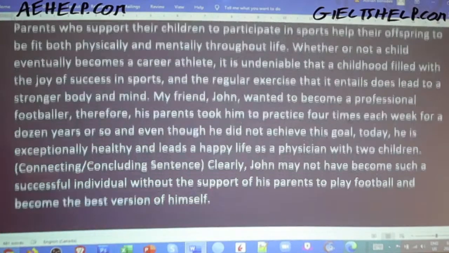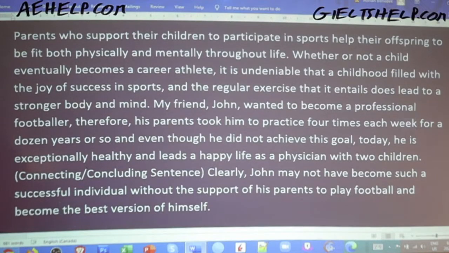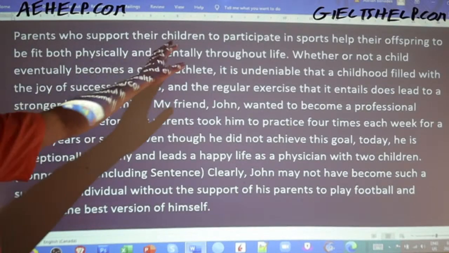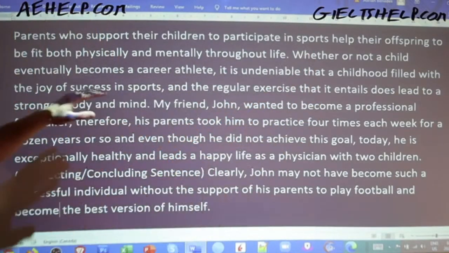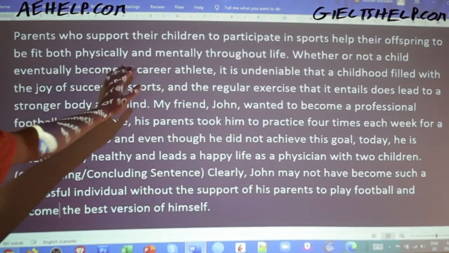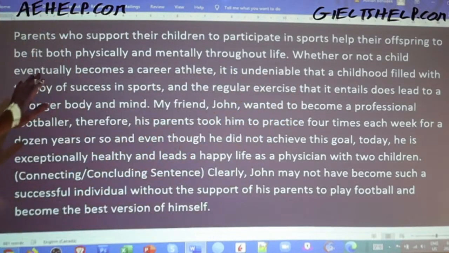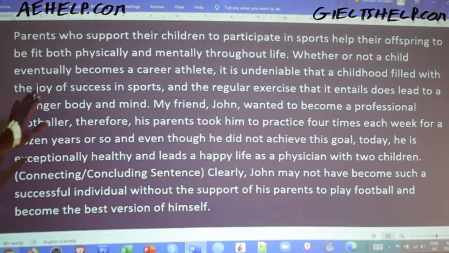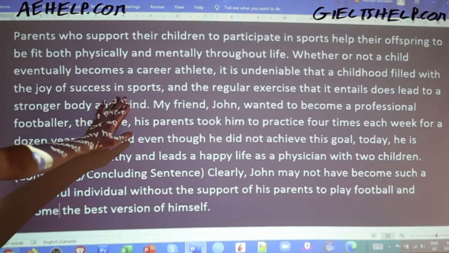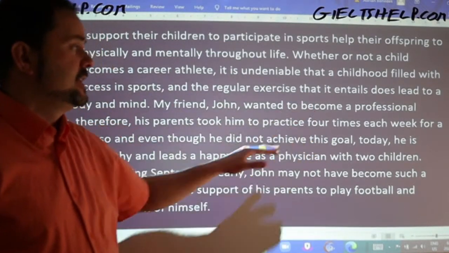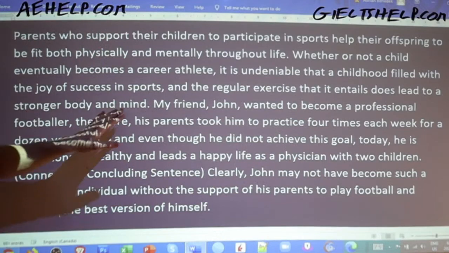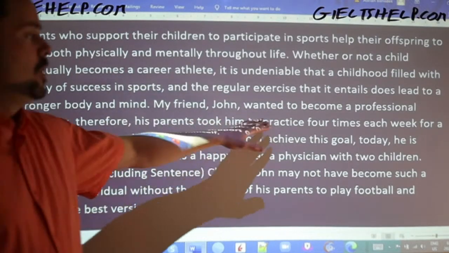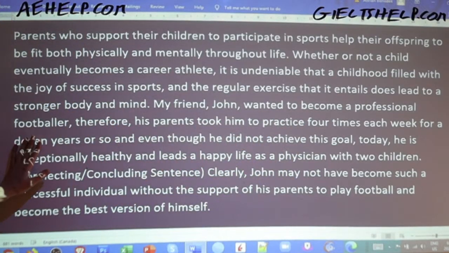So here I'm going to review my full paragraph and just make sure that it is the way I want it to be. Parents who support their children to participate in sports help their offspring to be fit both physically and mentally throughout life. Whether or not a child eventually becomes a career athlete, it is undeniable that a childhood filled with the joy of success in sports and the regular exercise that it entails does lead to a stronger body and mind.